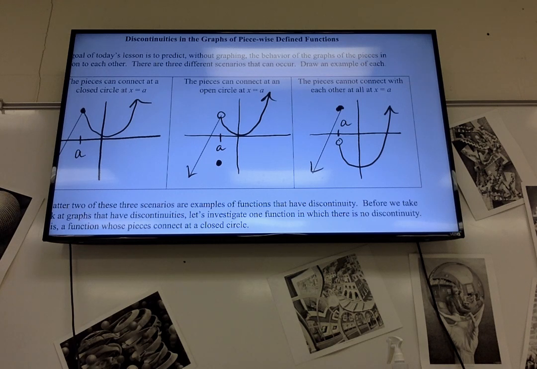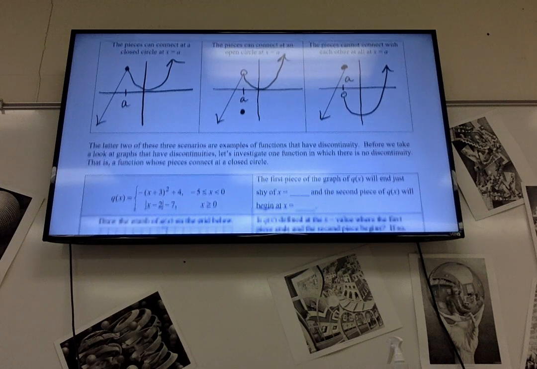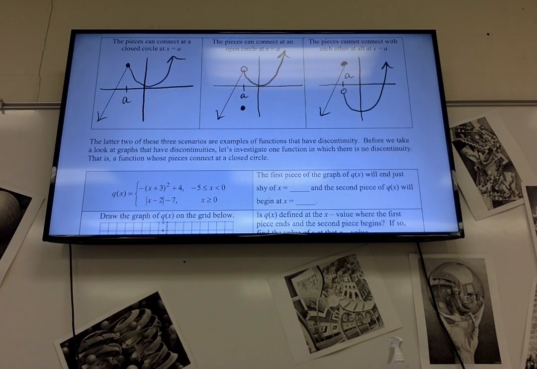So those are basically the three things that happen. You either have piecewise functions that actually come together and they touch, or piecewise functions that are connected by an open circle, so they don't technically touch, but they're pretty close. And then you have piecewise functions that are separated, that don't touch at all. So the last two have what's called discontinuities. We have issues at A.